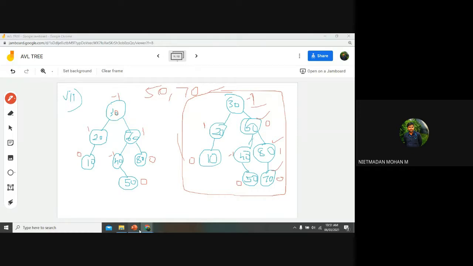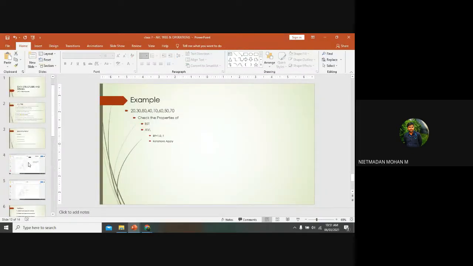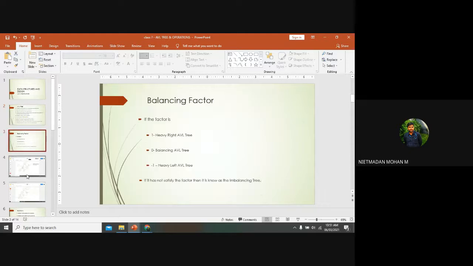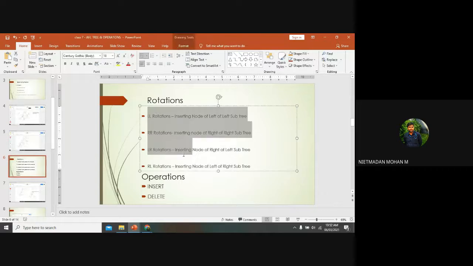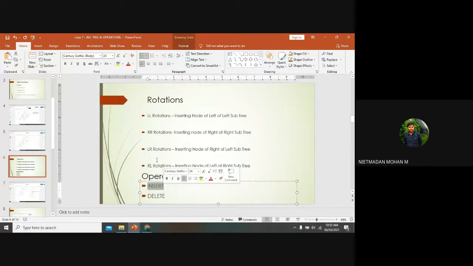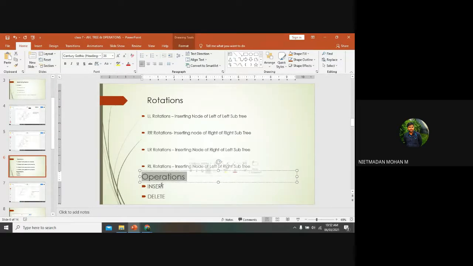And the basic operations, from your exam point of view, are these: you want to know the balancing factor, and how the rotation will be done. You want to take an example of this rotation and do the rotation. And what we have seen now is the insertion method. That is an operation we have seen.